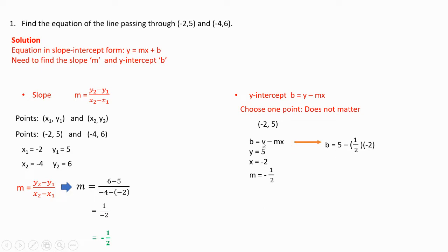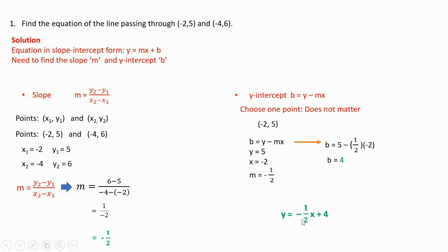My y is 5 minus my slope. You know what, guys? I made a mistake here. This is supposed to be -1/2. I forgot to put the negative there. But the answer is still correct: b equals 4. Because -1/2 times -2 gives us a +1, then 5 minus 1 gives us 4.